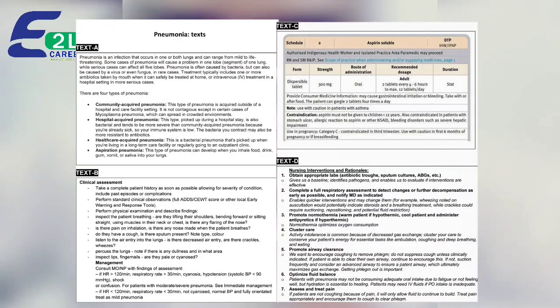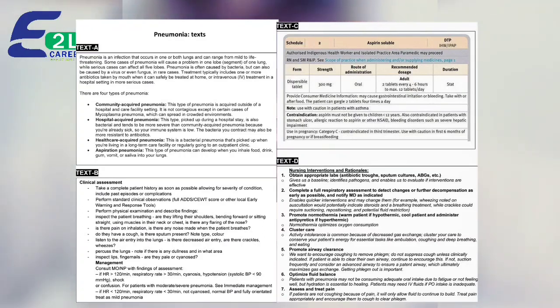Take a complete patient history. Yeah, they are saying about records and reports, right? Complete patient history, that's something you need to record as soon as possible, including past episodes of complications. Fine. Second, they said you have to perform standard clinical observation with full ADDS and CWT score or other local early warning response tools. So here they are telling you about performing a procedure, meaning performing standard clinical observation. Fine. Third point is about performing physical examination and describing findings.